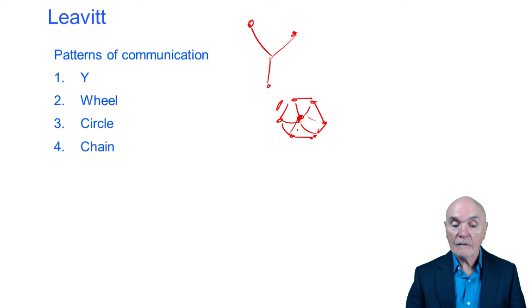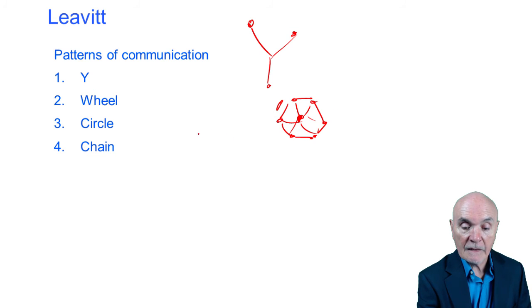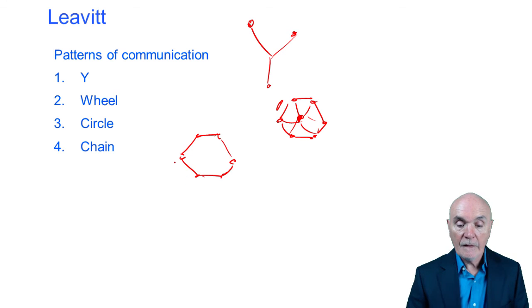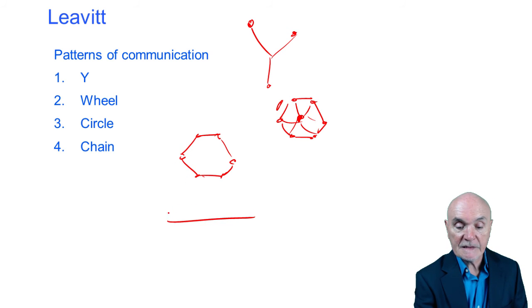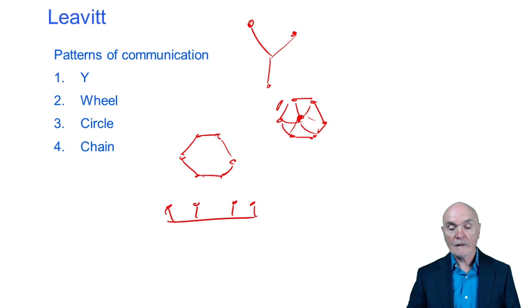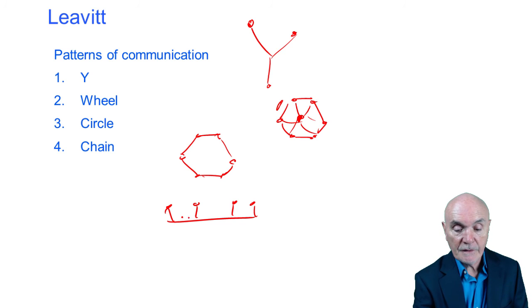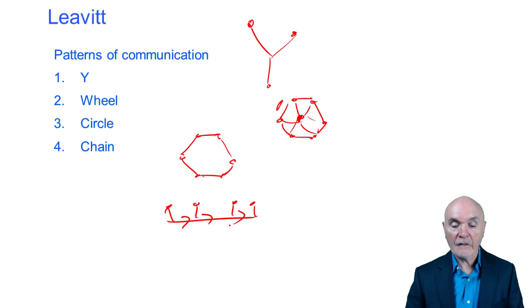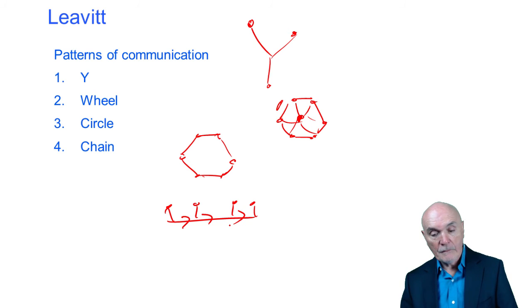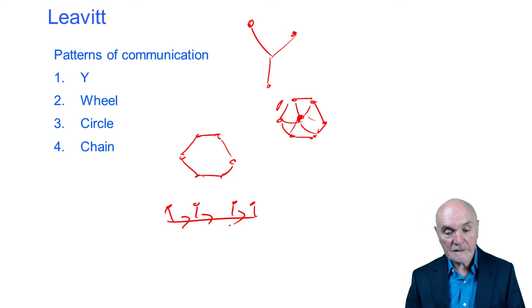The circle is a bit like the wheel, but without the central part of it. That's the circle. And then there's a chain, which is basically that sort of shape, where you have to send information along like that. Now, what's the point of all of these patterns?